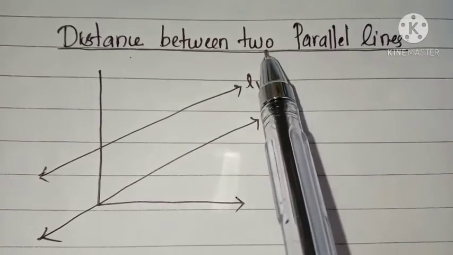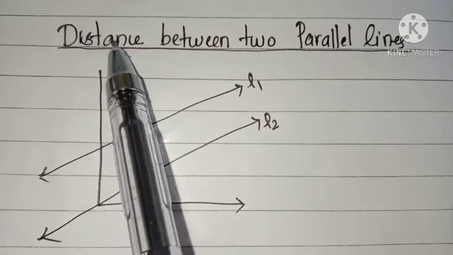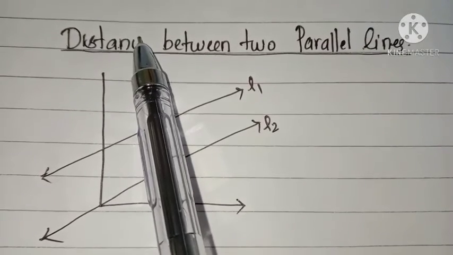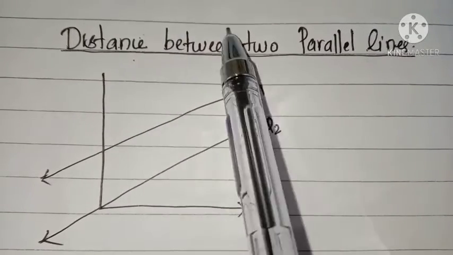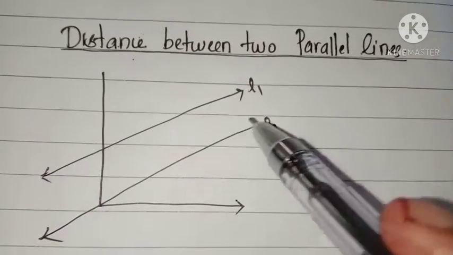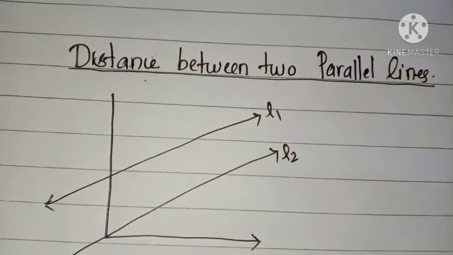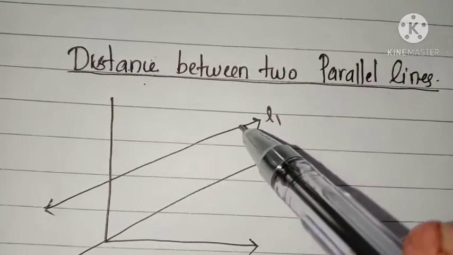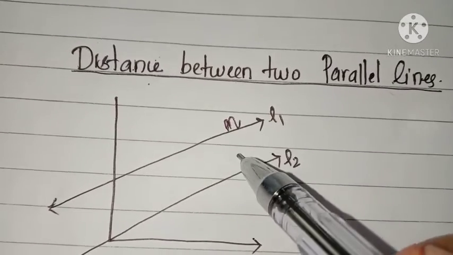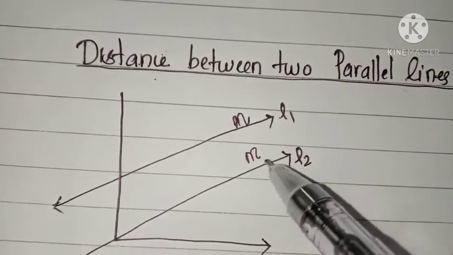Distance between two parallel lines. Next, we have to find how to find the distance between two parallel lines. Listen, these are the parallel lines and we already know that for parallel lines slopes are equal. So take the slope as m.